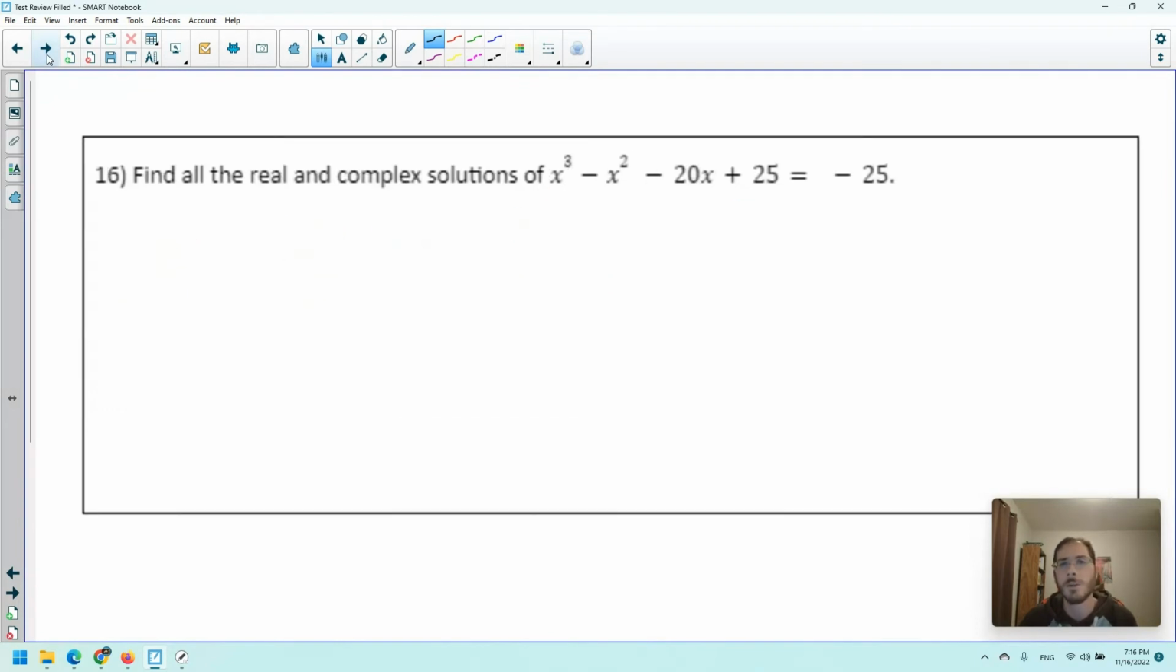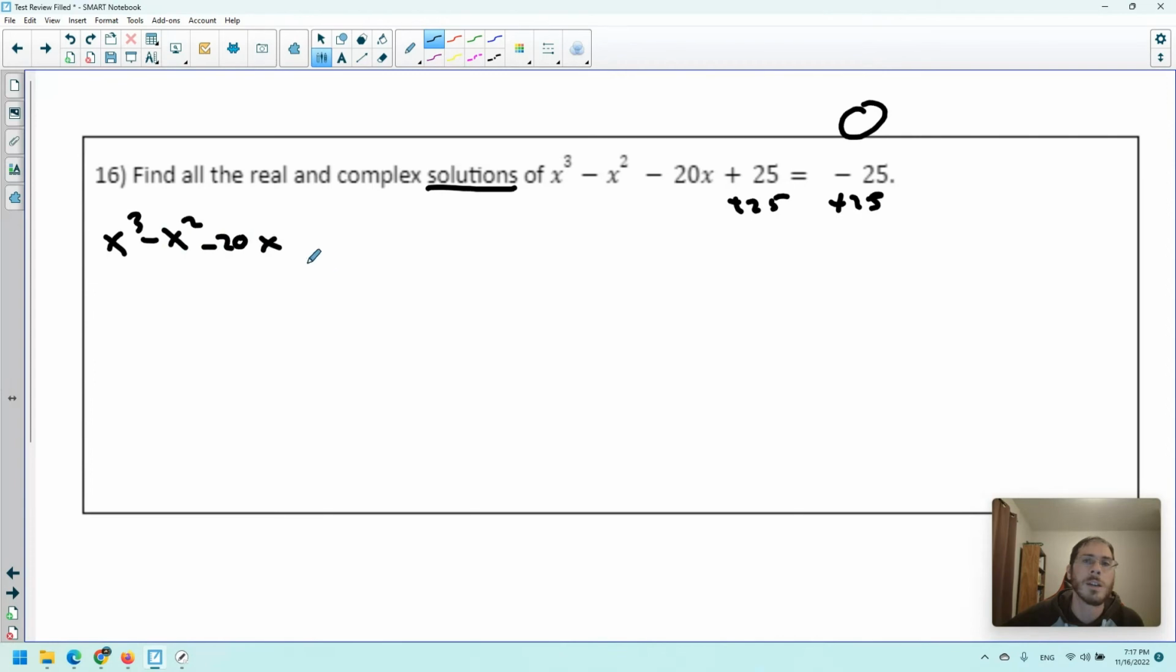For 16, find all the real and complex solutions of x to the third minus x squared minus 20x plus 25 equals -25. So before I do anything, I realize since I want to find solutions, I have to make sure that this is 0 on this side. So I'm going to add 25 to both sides, because if this side isn't 0, I actually can't do much. So I get x cubed minus x squared minus 20x plus 50 equals 0.